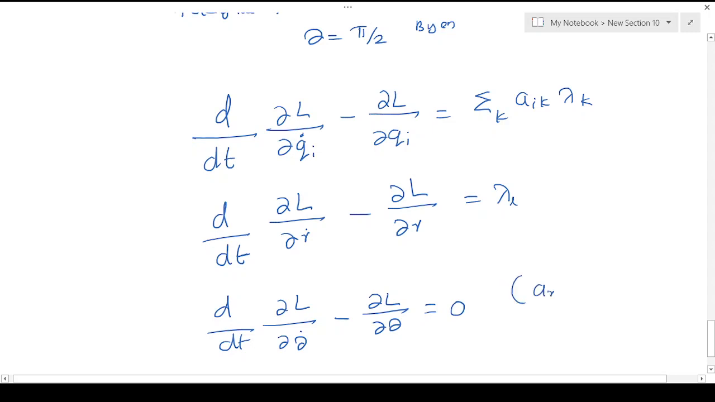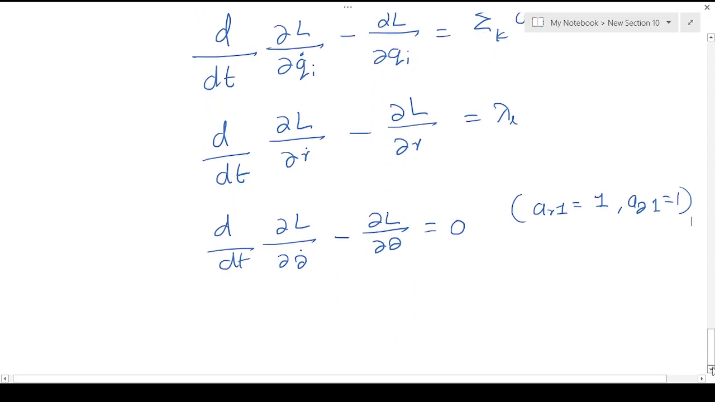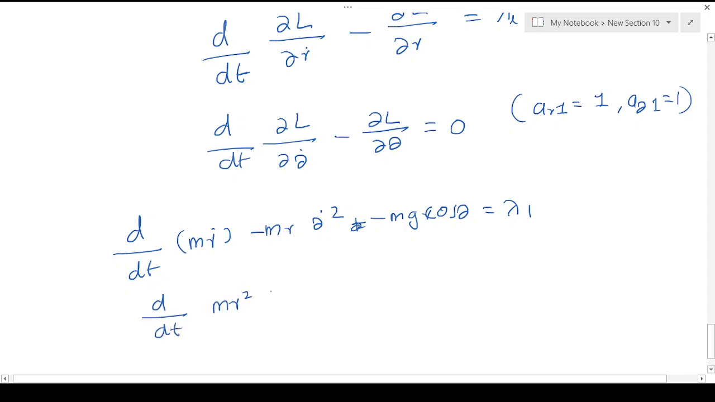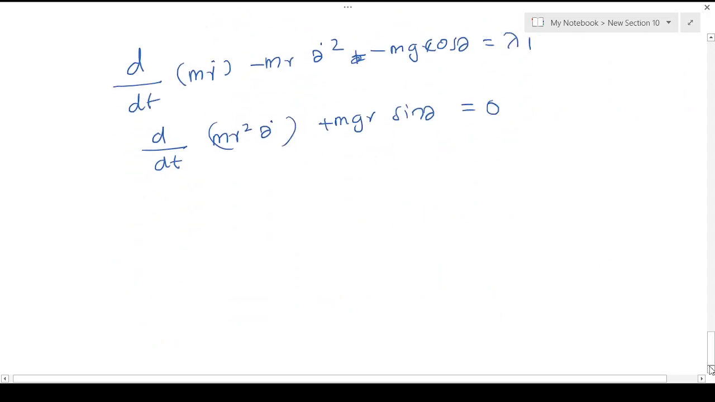Now a r1 is equal to 1, and a theta 1 is equal to 0. Evaluating d by dt, we get m r double dot minus m r theta dot square minus mg cos theta, which is equal to lambda 1, the first representation. For the second, we differentiate d by dt of m r square theta dot plus mgr sine theta, like the earlier case. Now we substitute the equation of constraint.